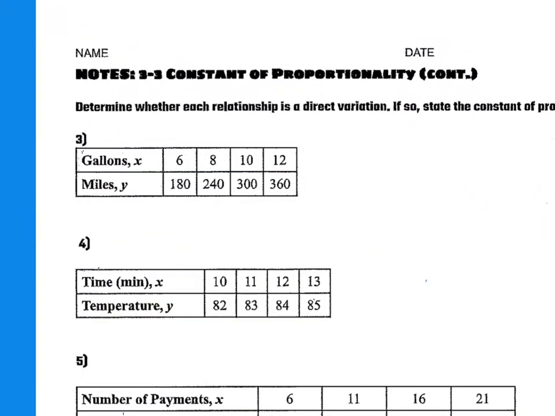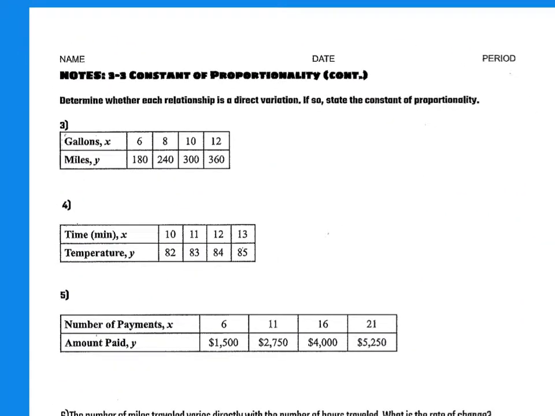On the back, the tables they give us, determine whether each relationship is a direct variation. If so, state the constant of proportionality. So if it changes by the same amount each time. And remember, we got to do our change in y over the change in x. Y goes on top, x is on the bottom.